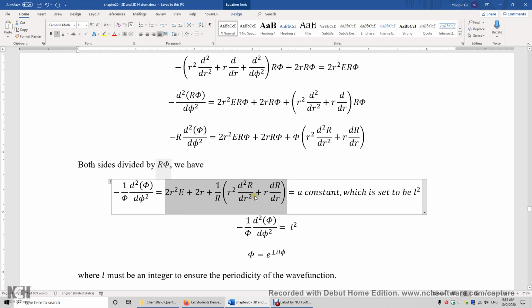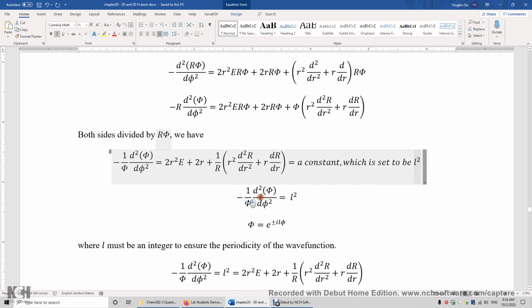How is that possible? It is possible only if both sides are equal to a constant. So we're going to say, well, this equals a constant. I'm going to set the constant to be L squared. The reason is this L, you're going to see, corresponds to the angular momentum quantum number in general chemistry. So we can solve this equation easily. Phi is e to the power of plus minus iL phi.